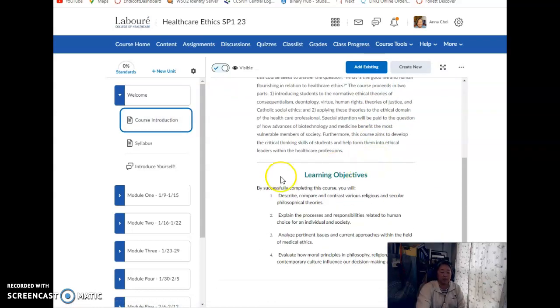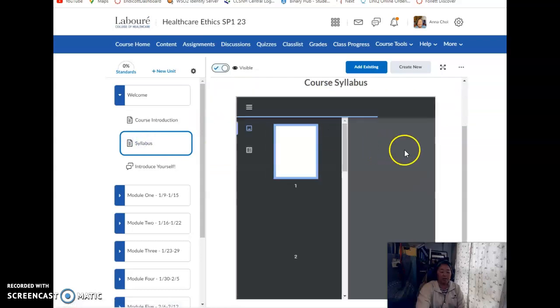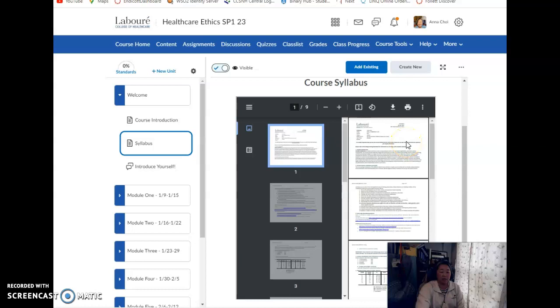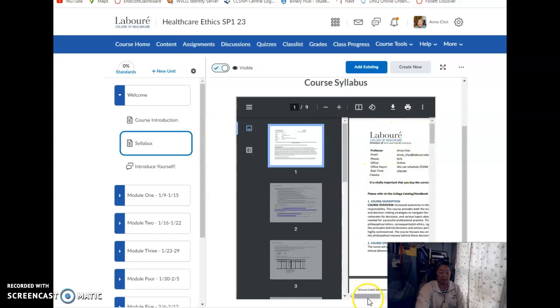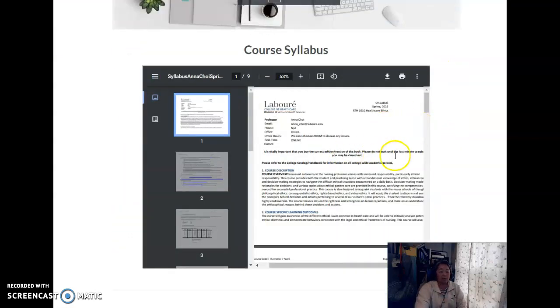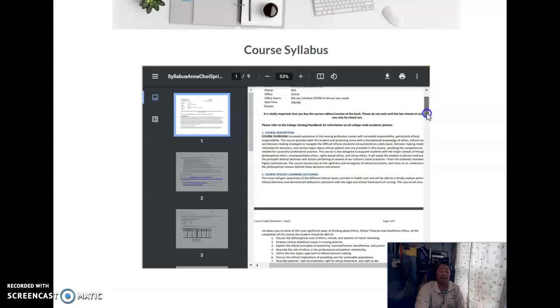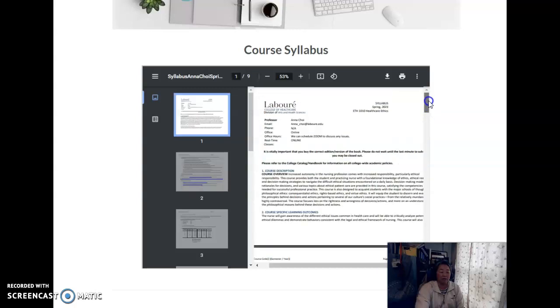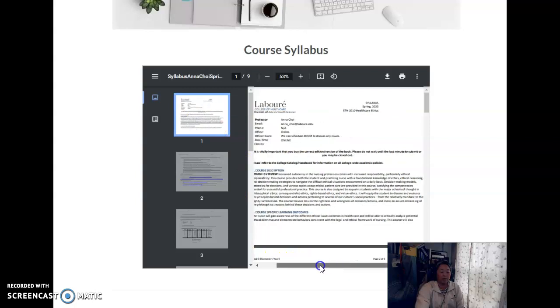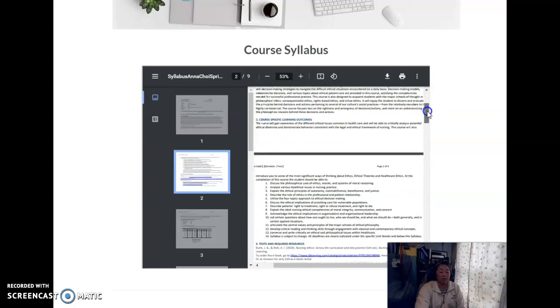Course introduction is right here. Here is the syllabus. I would absolutely, first things first, read through the syllabus. It has everything outlined here, so I just want to make sure that you know what you're doing here. I'm going to make it a little bit bigger. Here we go. And once you take a look at it, I would also download it and make sure that you have access to it. Here's the syllabus, the classes, the description.